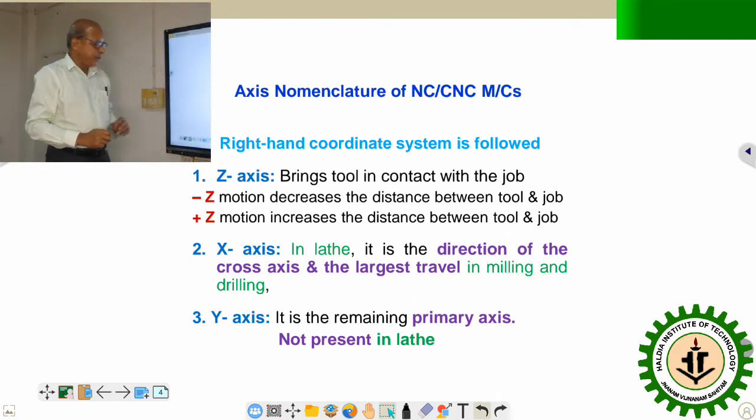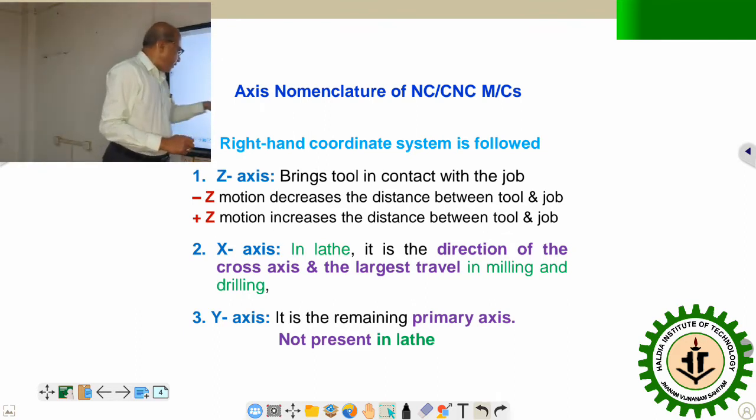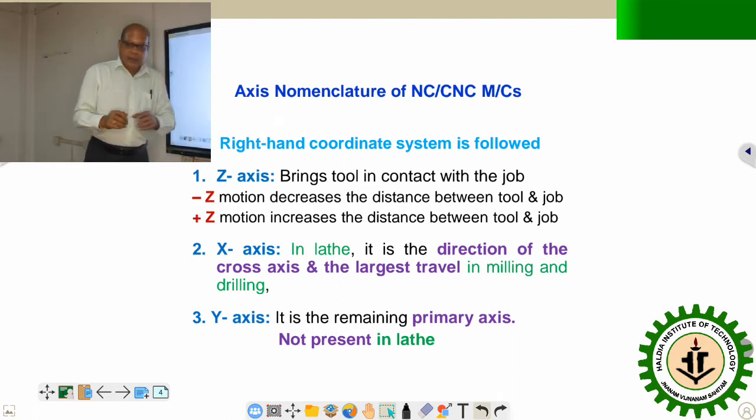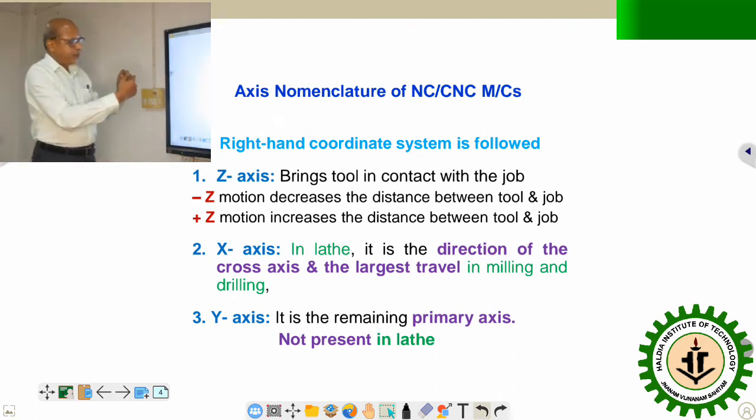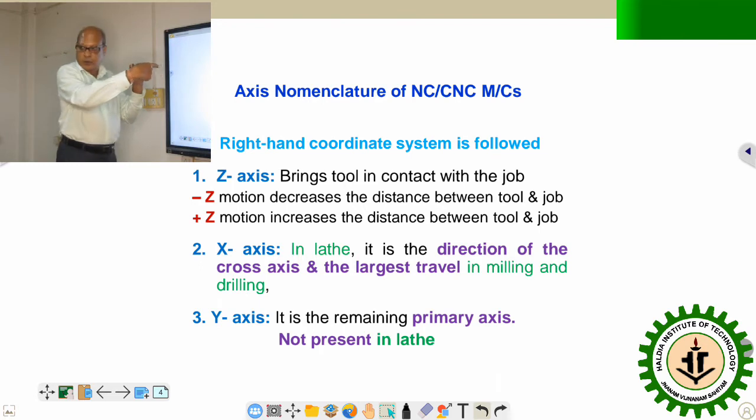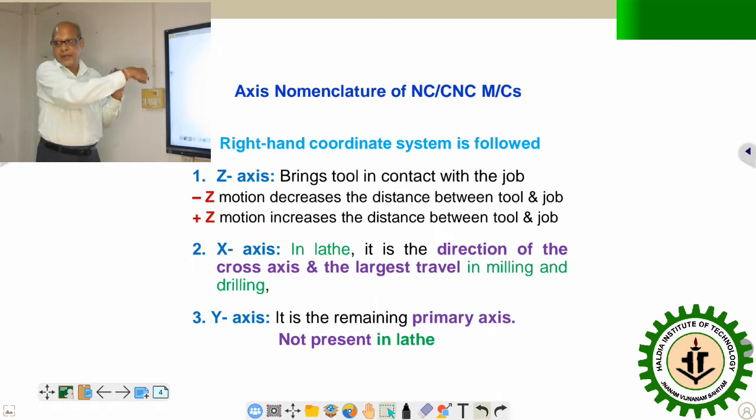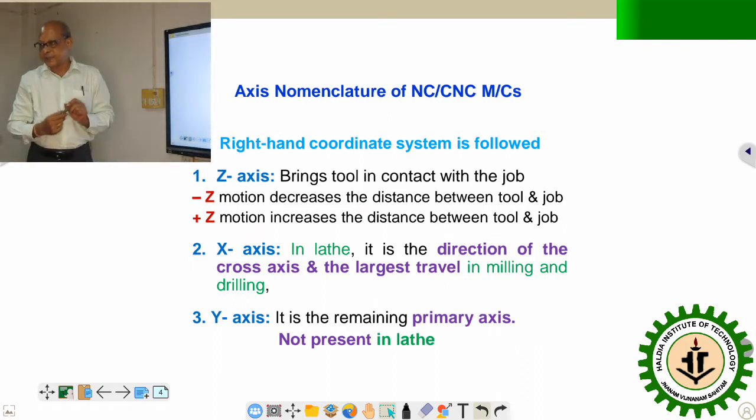Second is the x-axis. In a lathe, it is the direction of the cross axis. If you take the example of this threaded pin, it will be clamped in the chuck and it will keep on rotating. So the tool which is mounted on the tool post will have two motions. One is longitudinal, along the axis, which we have already identified as Z. As regards the radial or crosswise movement, that crosswise movement is captured by the x-axis.